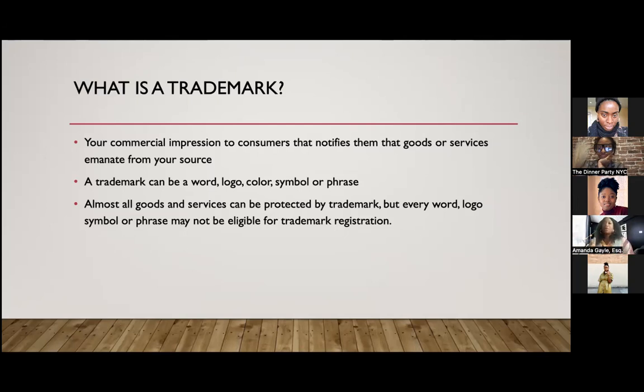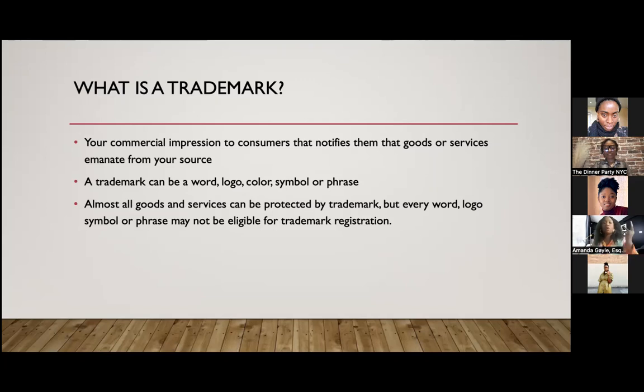Okay, so a trademark can be a word, a logo, a symbol, a phrase, even a color. So Tiffany's, Tiffany blue, that's why we call it that, right? That is Tiffany's trademark because we see that color and we know that's Tiffany blue. So all of these things can be used to identify a business out in the world.